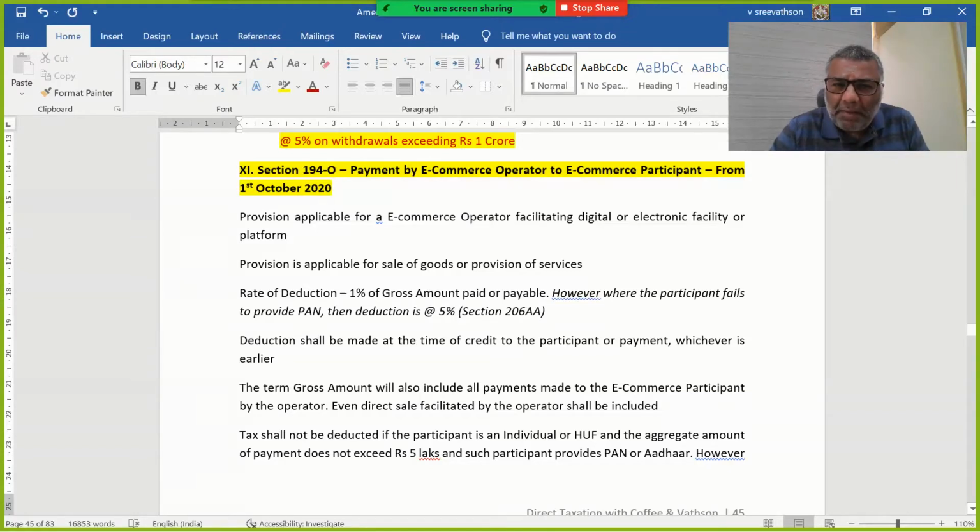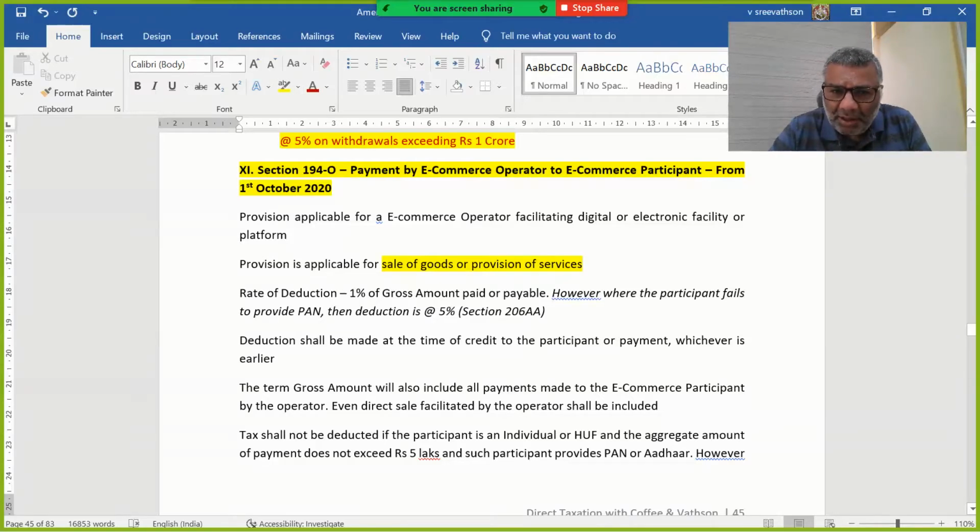The provision is applicable for sale of goods and provision of services. It can be for goods also, because normally people think sale of goods means no TDS. Here it can be sale of goods or it can be some services provided. I'm a software consultant, I have a software, you can download it on paying such and such money. That is provision of services.